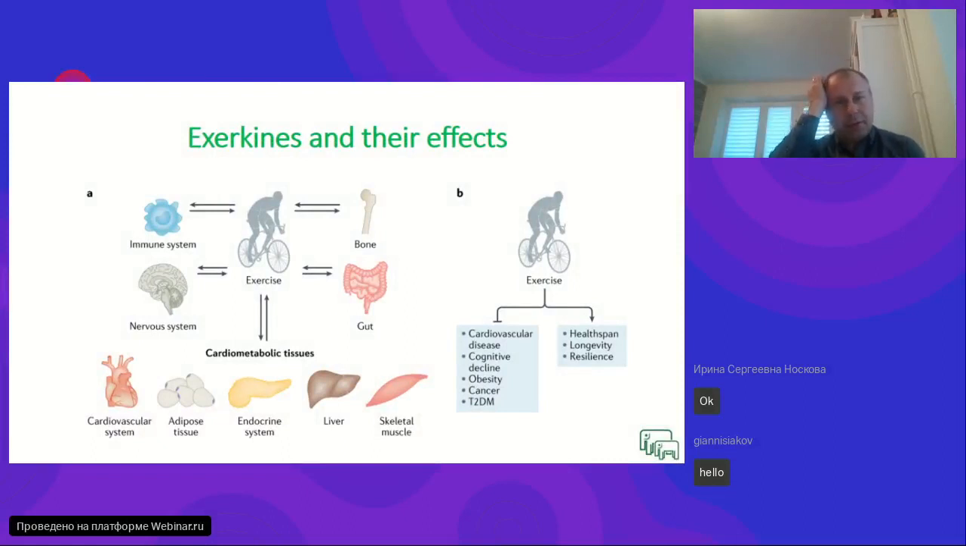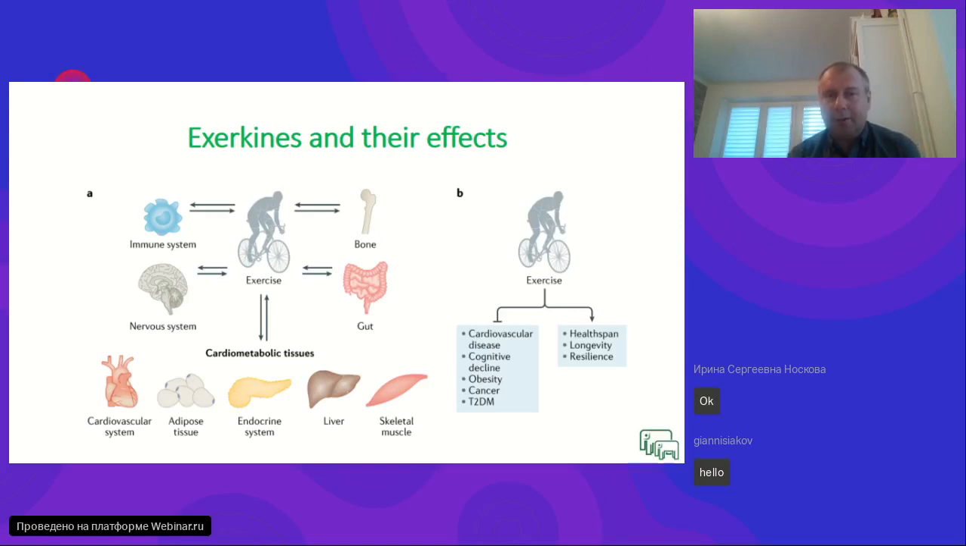Because a few years ago it was understood that during physical activity, whole organs of our organism produce special molecules which are called exerkines. They are produced by the immune system, the nervous system, and cardiometabolic tissues such as the cardiovascular system, adipose tissue, endocrine system, liver, and skeletal muscles. Also, these exerkines are produced by bones and by the gut. These exerkines are necessary to increase our resilience, our resistance to stress and to diseases.